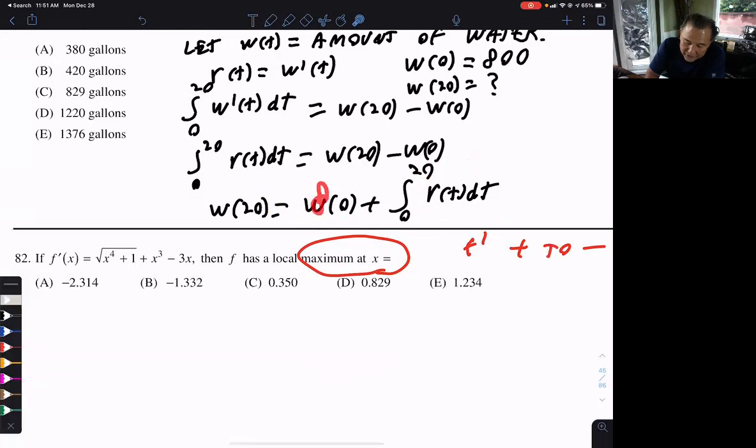Well, this is 800 because we were told that. This you'd pop in your calculator to get your answer. So if you have your calculator, you can integrate that, and that's how you do that problem.